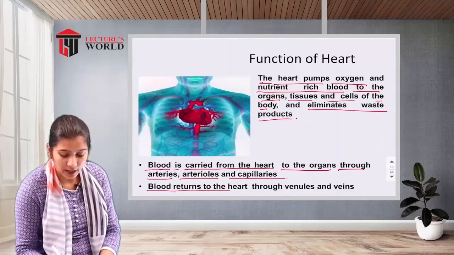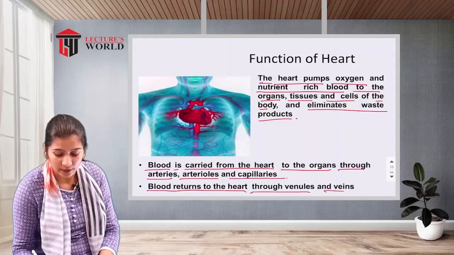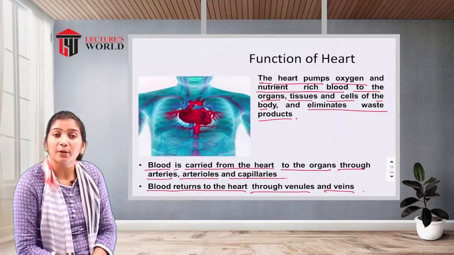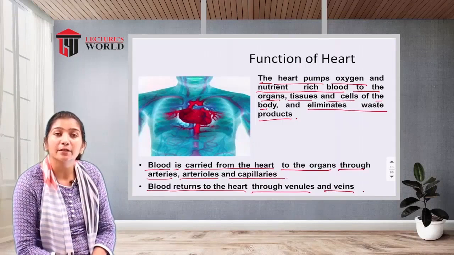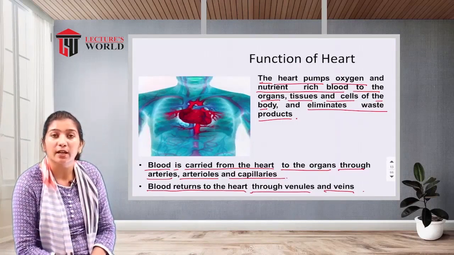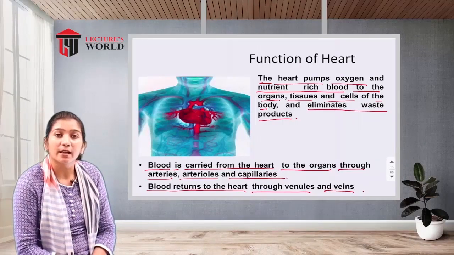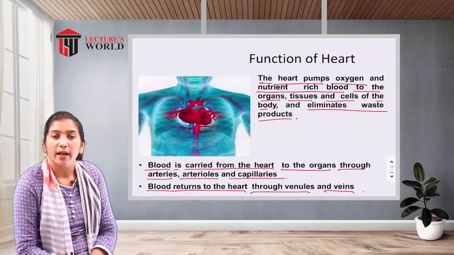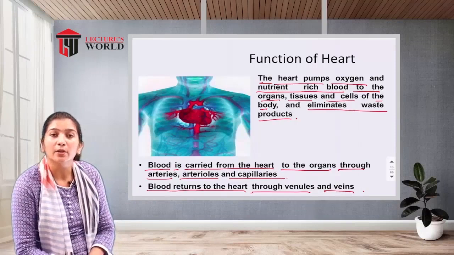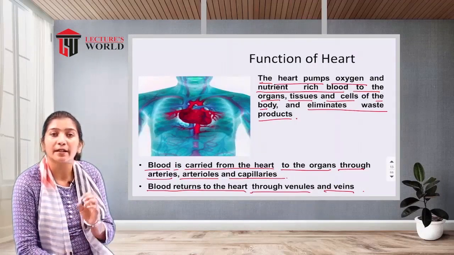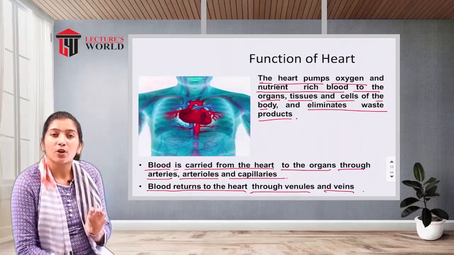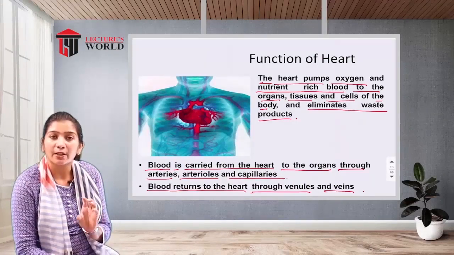Blood returns to the heart through venules and the veins, and whatever deoxygenated blood is present in the body is collected by the inferior and superior vena cava. After that it is collected via veins and transferred into the heart, and from the heart the deoxygenated blood is collected in the right atrium. From the right atrium, all the deoxygenated blood comes into the right ventricle.